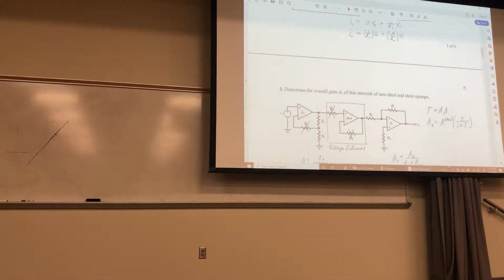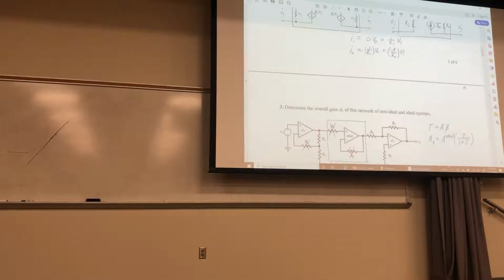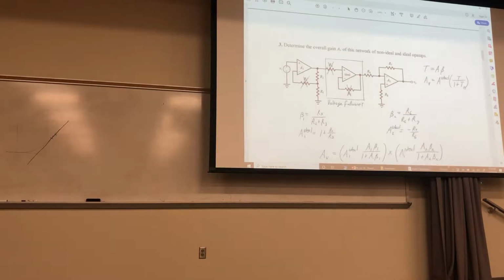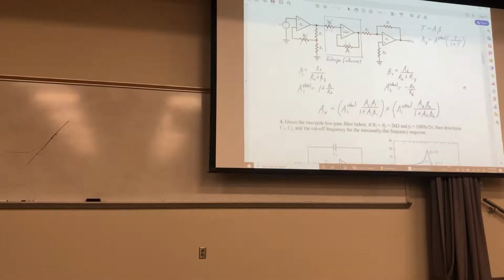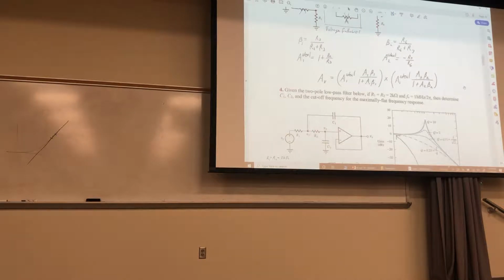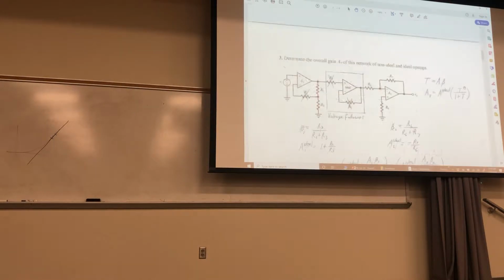Of course, sometimes you want a nonlinear circuit, because maybe you want to look at chaos, or various other types of things.